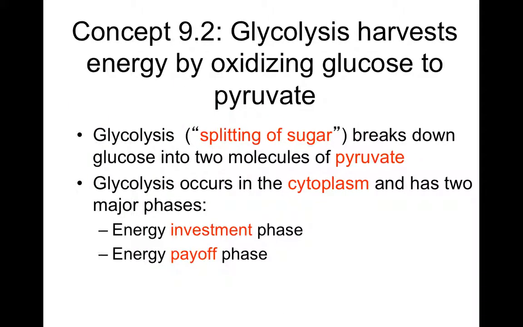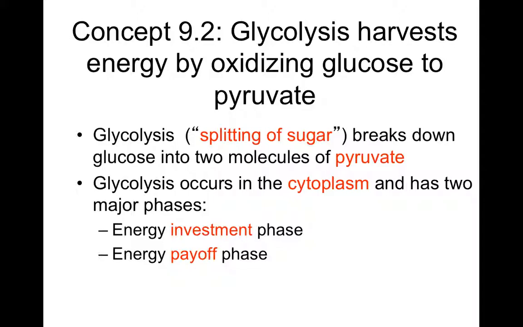In glycolysis, you can think of it as literally splitting glucose into 2 molecules of pyruvate. So literally, it's the splitting or lysis of sugar. Glycolysis occurs in the cytoplasm and has 2 major phases, the energy investment phase, or energy requiring phase, and the energy payoff phase. Please also note that in addition to occurring in the cytoplasm, glycolysis is an anaerobic process, meaning it requires no oxygen.